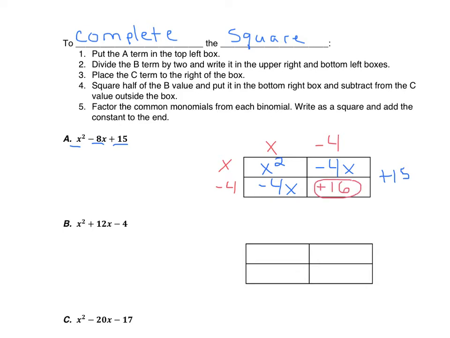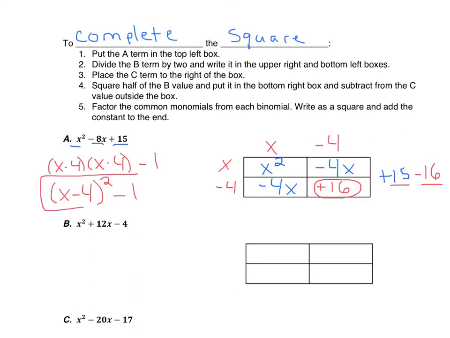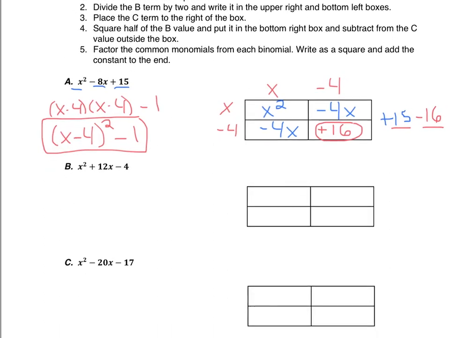Because this 16 wasn't there before, we added it to make it perfect. We also have to subtract 16 because 16 minus 16 is 0, and then it wouldn't change the original. So in this case we have x minus 4 times x minus 4, and then 15 minus 16 is negative 1. So we would actually write it as a perfect square. So x minus 4 squared, and then minus 1. That's completing the square. So let's look at letter B.